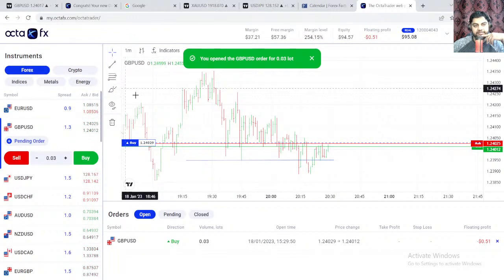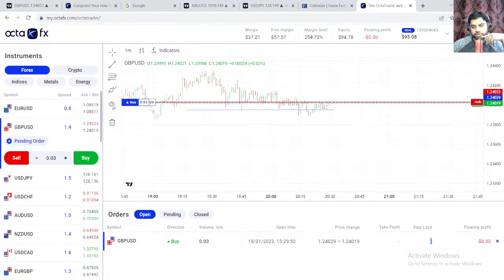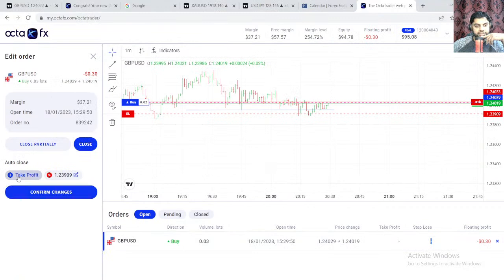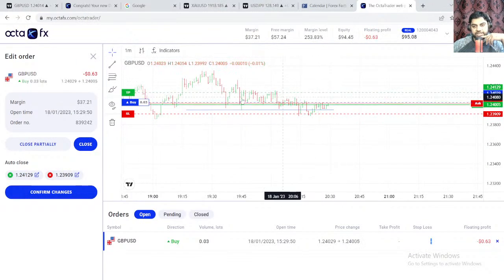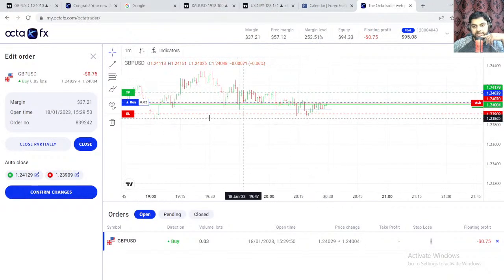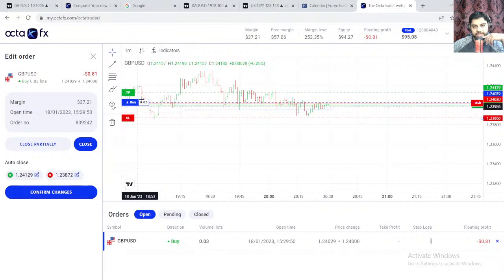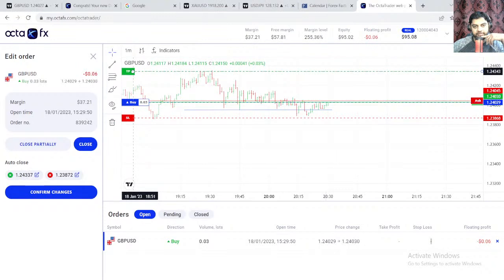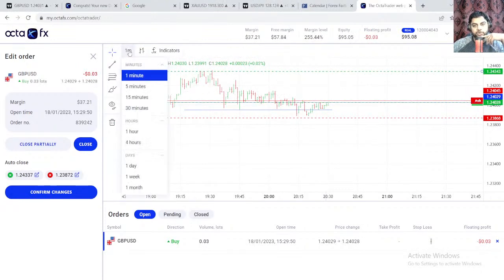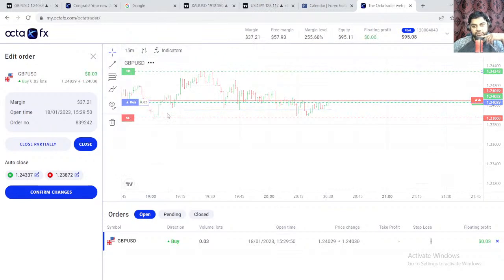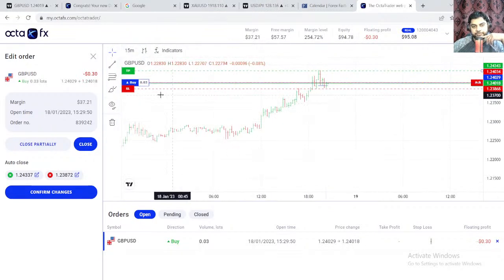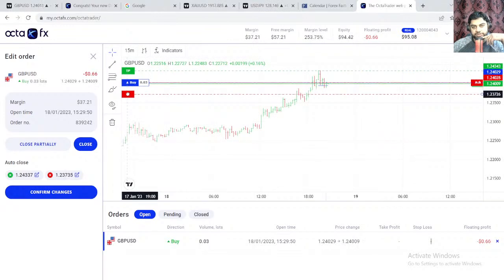And I think I will put my SL and TP both. Where do we put our SL and TP? The TP should be right where it is, and SL should be over here. So let's put our TP over here, far away. Or you can also do it like this. Let's say you go to the 15-minute time frame and put your SL further down, and put your TP further up.